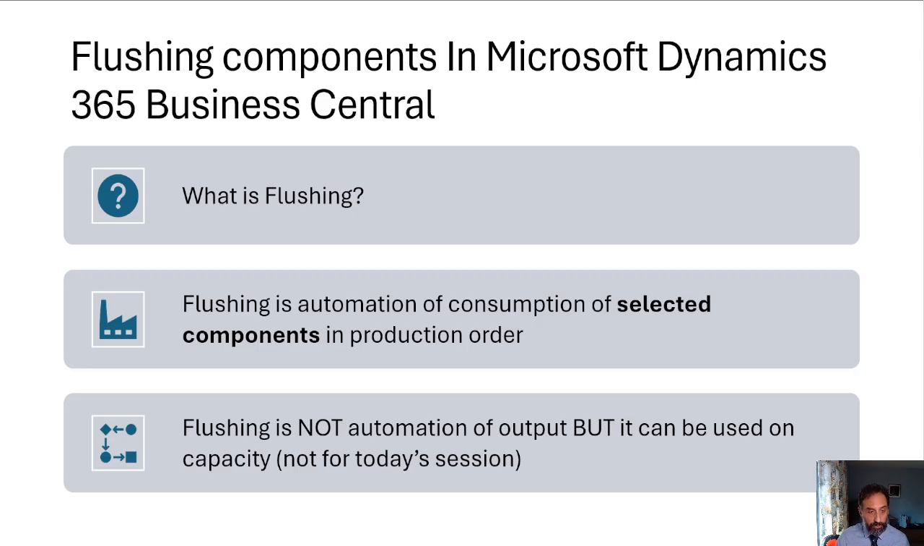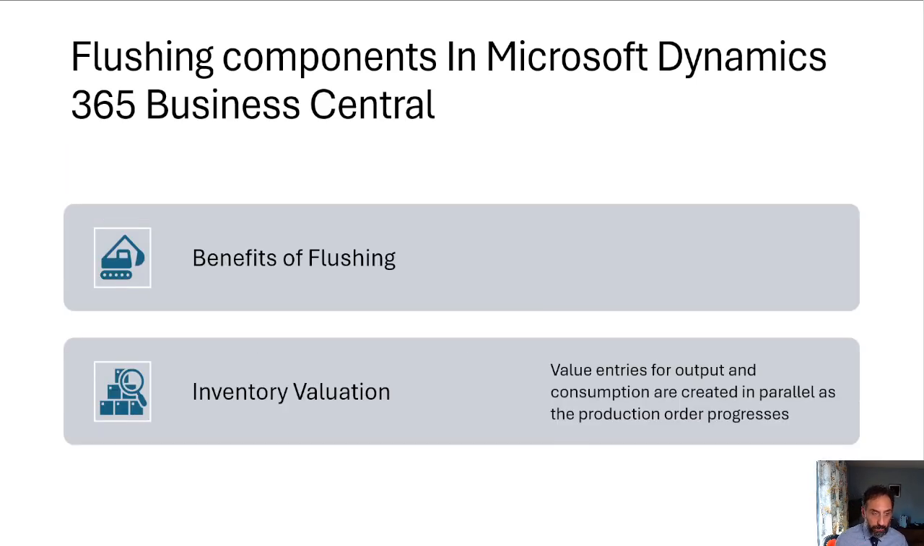Flushing is the automation of consumption of components, but it can be used on capacity, which is not for today's session. You can automatically post capacity, which is labor, time, and of course associated costs in a production order by using flushing also for capacity. But again, it's not something that we will discuss today because it requires probably a separate workshop, right? So we're going to look at consumption of components today.